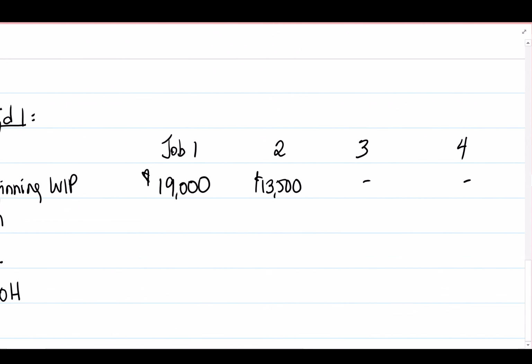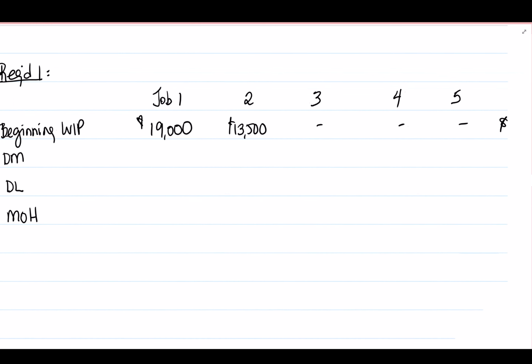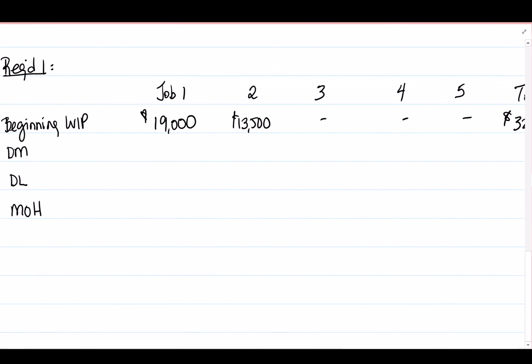So job 1, and I've just shortened direct materials. Direct materials used for job 1, $1,200. Direct materials used for job 2, $2,250. Job 3, $4,600. Job 4, $5,700. Job 5, $1,200. And these are all dollar values.